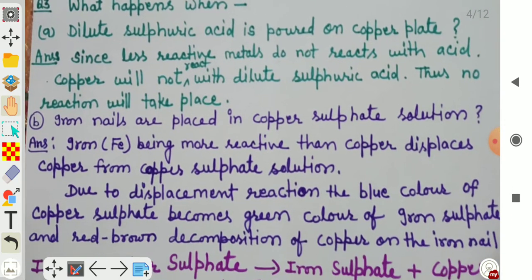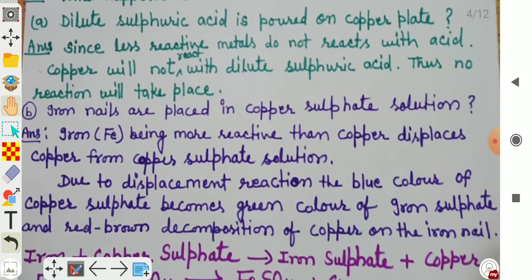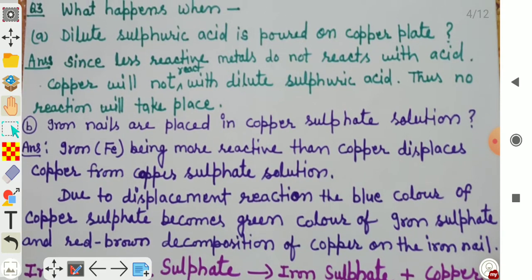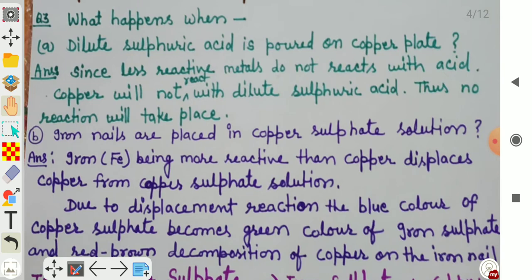What happens when dilute sulfuric acid is poured on a copper plate? You have to tell what happens. Since less reactive metals do not react with acid, copper will not react with dilute sulfuric acid, thus no reaction takes place. You can write a word equation for this.